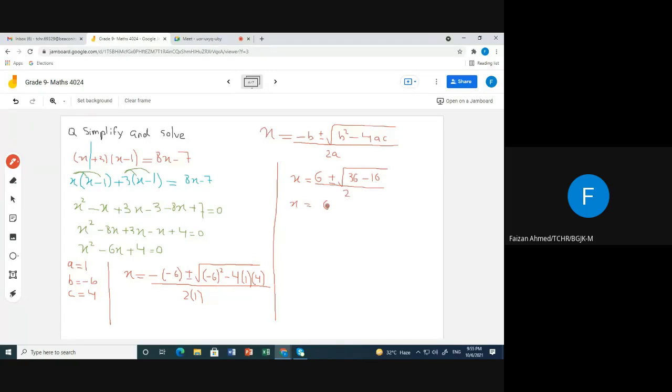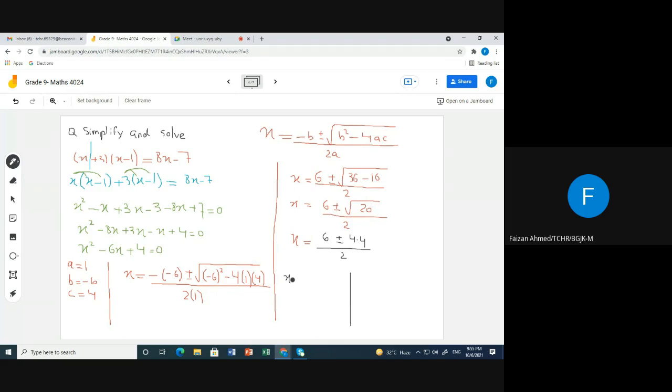This will be 6 plus minus 36 minus 16 will be root 20 divided by 2. Use your calculator to find the square root of 20. What is the square root of 20? 4.4. So this will look like this: 6 plus minus 4.4 whole divided by 2. Now we have two, since this is a quadratic equation, there will be two answers.